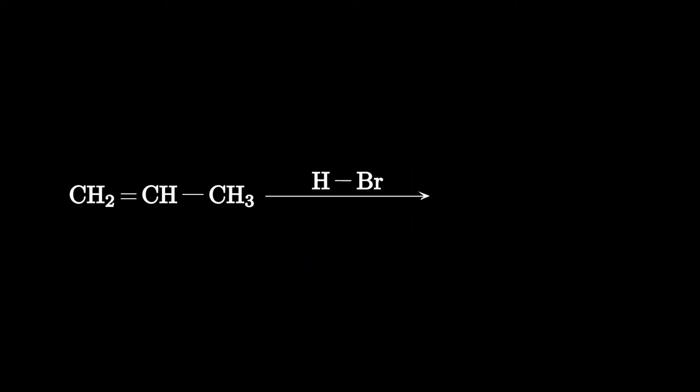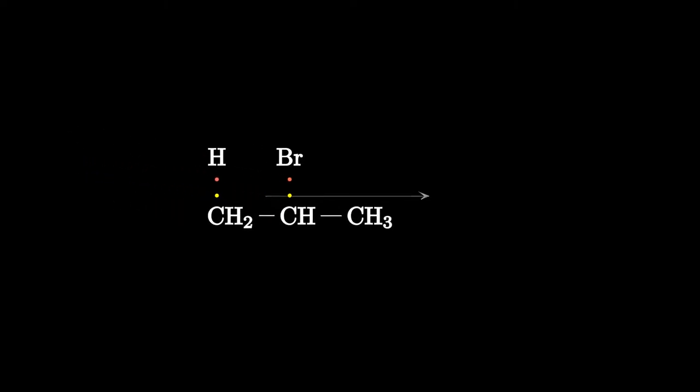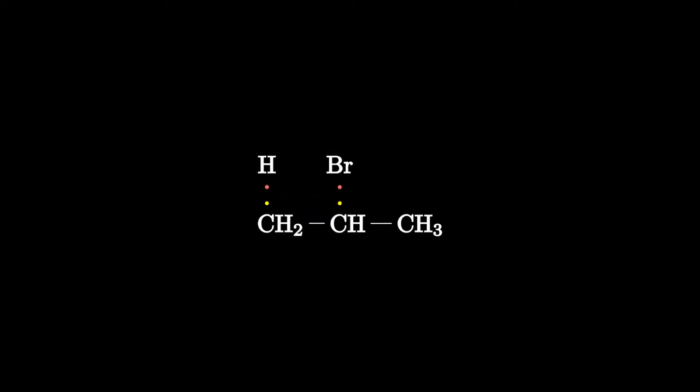Markovnikov's rule is a method of determining how to add hydrogen halides, and in some cases water, across unsymmetrical alkenes. The rule is fairly simple, basically saying that the hydrogen ion will go towards the carbon atom with more hydrogens attached to it, and the other ion will go toward the one with less, giving us 2-bromopropane in this example.